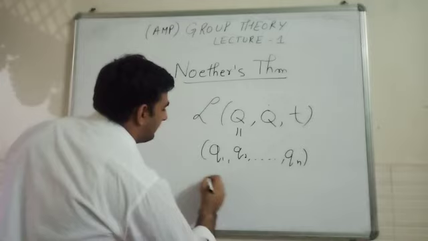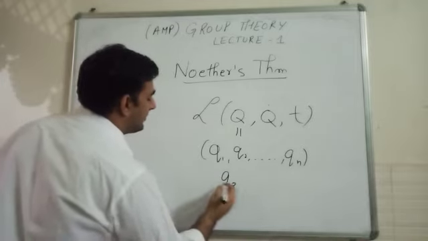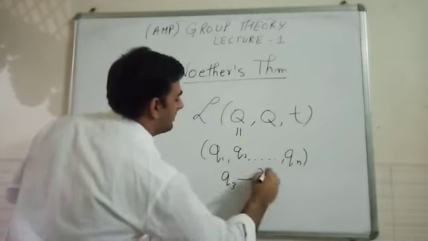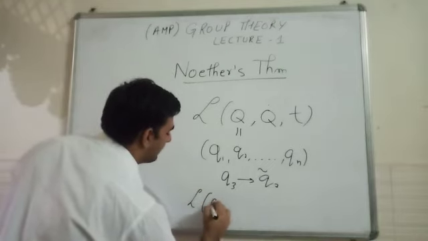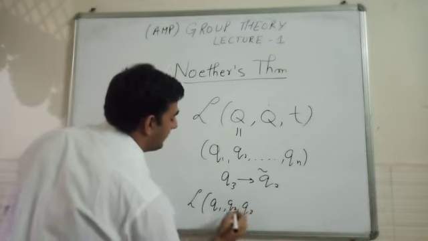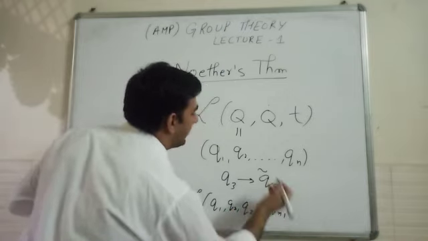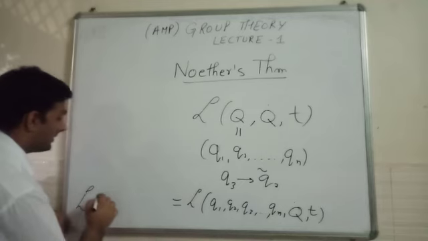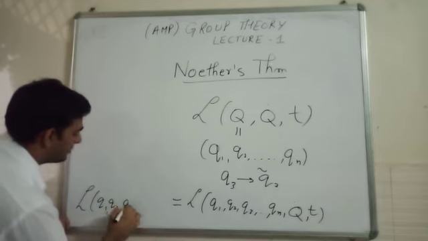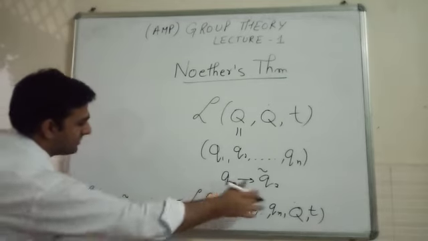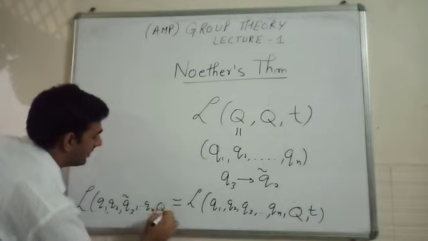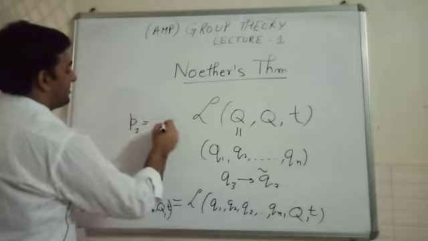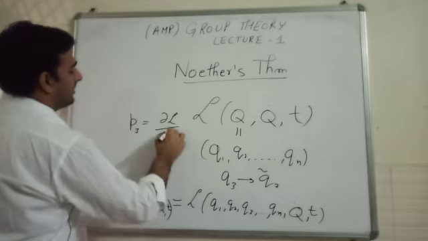So for example, if I change q3, so q3 goes to q3 plus delta q3, and let's say it's q2, and if the Lagrangian remains the same, so this is L of q1, q2, q3 up to qn, and I just write this q dot and t, and if this equals the Lagrangian of q1, q2, and I change q3, and all that stuff is the same, so this is qn, q dot, t, and if these Lagrangians are equal, then the momentum p3, which equals dL by d q3 dot, then this momentum will be conserved.